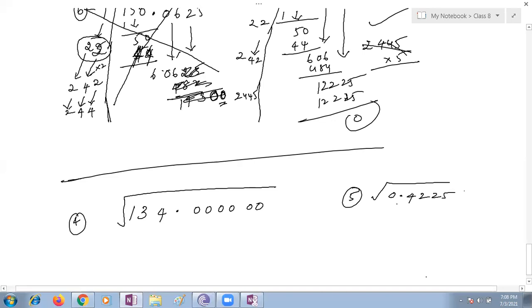Please try it, because those bits will help. Yesterday I got one question: what is an irrational number? You will get answers if you do such numbers. Yes, ma'am. Irrational. Everything will get there. Ma'am.